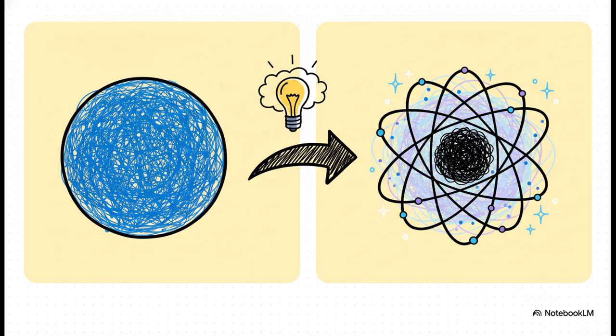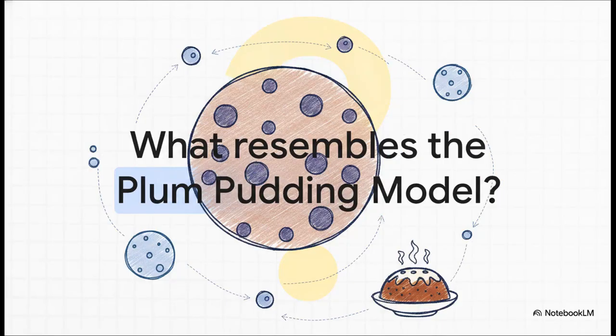This shows us an absolutely vital scientific lesson. Models definitely have limitations, but careful construction and continuous testing allow us to keep improving our accuracy. Time for another quick quiz to check our understanding of that history. Think back to that timeline. What resembles the plum pudding model of the atom?